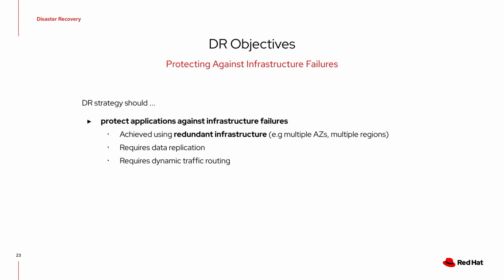As soon as you use redundant infrastructure, you will need to start replicating data because you, of course, need to have the data on all your replicated infrastructure. And also, you will need to figure out the traffic management because now you need to be able to route the traffic into the primary infrastructure, but then also reroute to the secondary infrastructure in the case that the primary has issues.